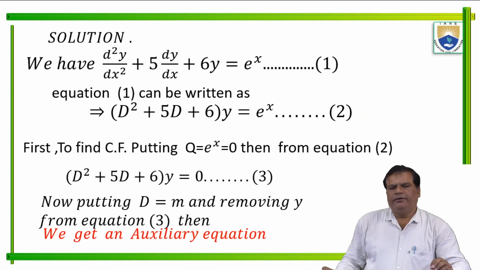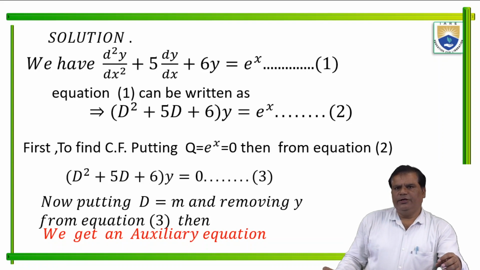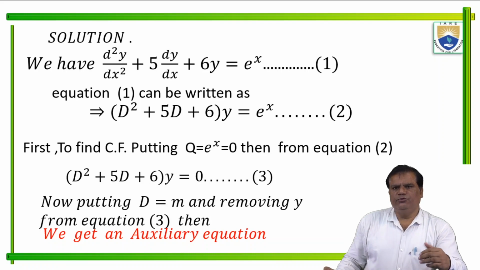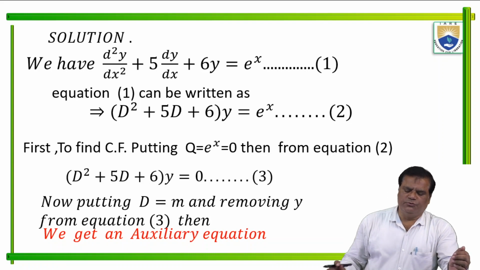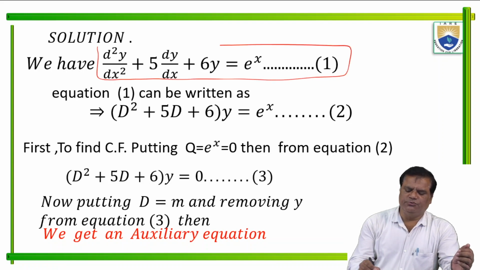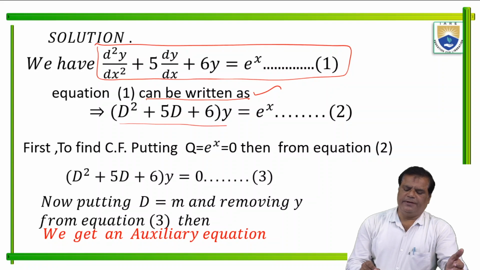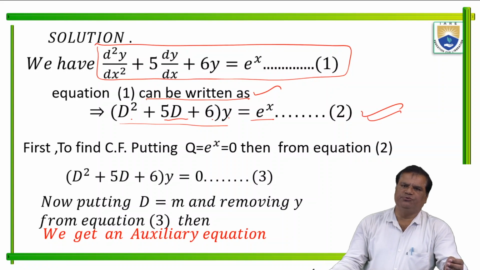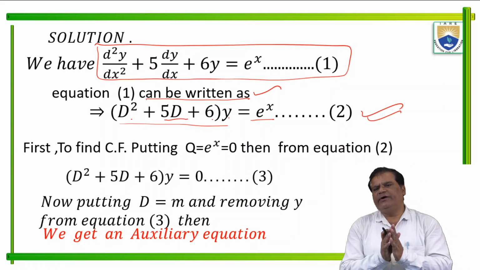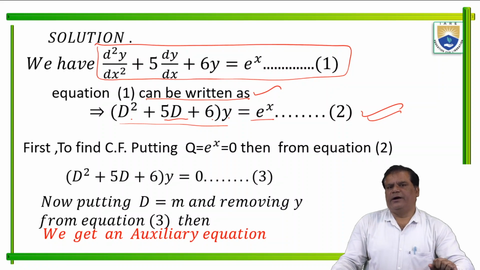Now the solution. Here we discuss in depth how we can find the solution of equation 1. Equation 1 is known as a linear differential equation with constant coefficients. This is an example of a linear differential equation with constant coefficients. So equation 1 can be written as (D² plus 5D plus 6)y equal to e to the power x. This is equation 2. Now we can find the solution of equation 2 in 2 parts.